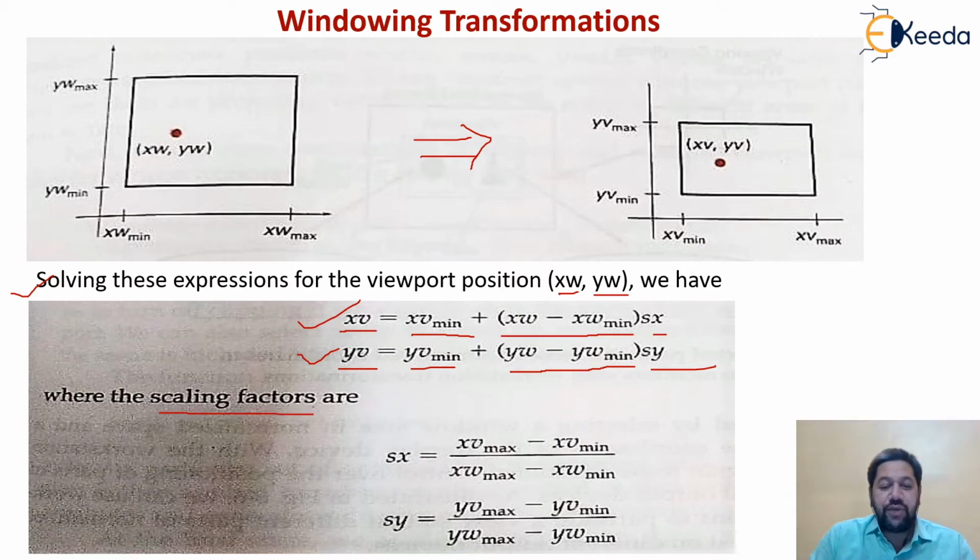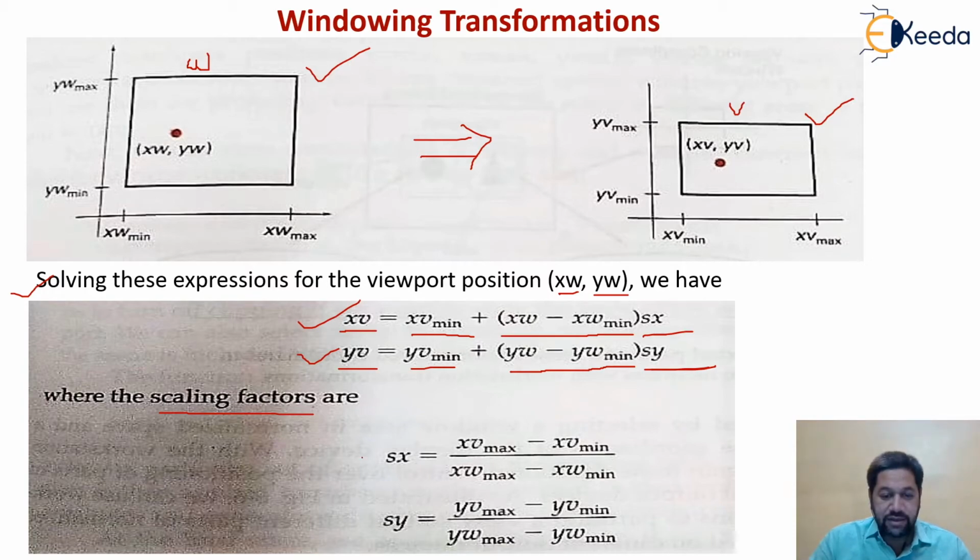Why is change of scale required? Because the scale of my window is different and the scale of my viewport is different. It may happen that the window is larger and the viewport is smaller, or the other way around, depending upon how I have selected the window and which object I am representing in it. So these are my Sx and Sy factors.